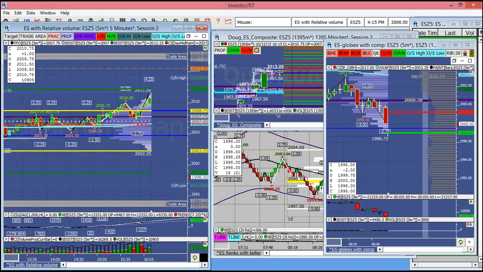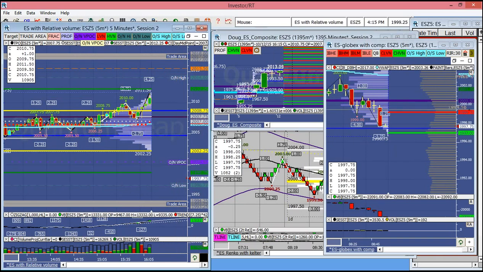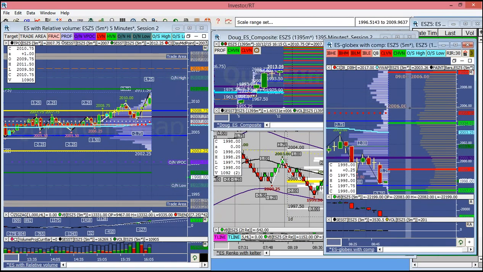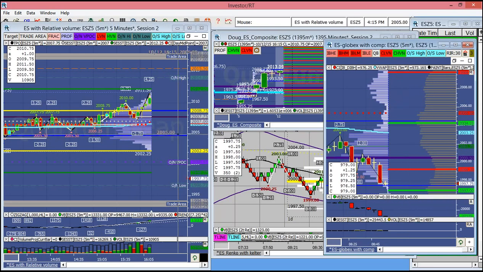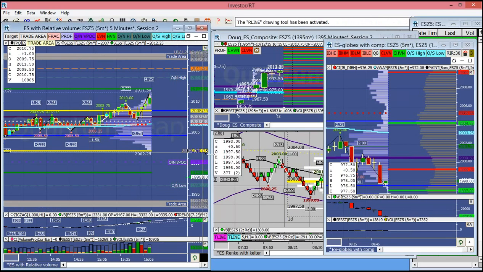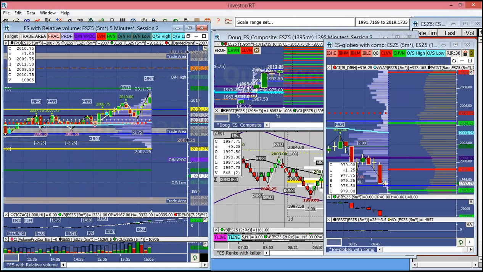Okay, and then our overnight VPOC is 2050. And there's an LVN up here at 2005.75. We've got the value area low here at 04.75. So I'm going to use this area from 04.75 up to 5.75 as a key trade area for me.